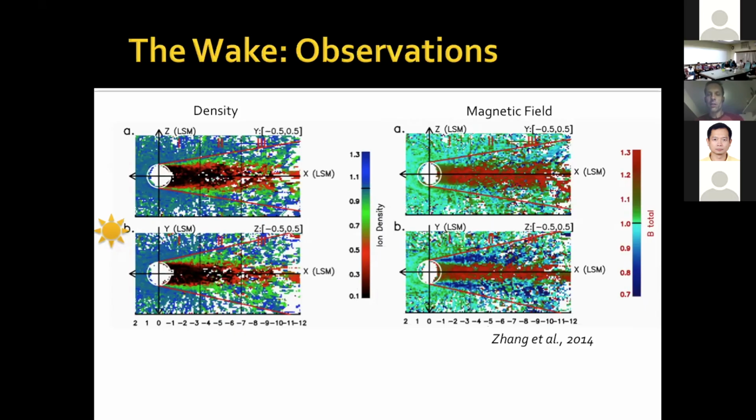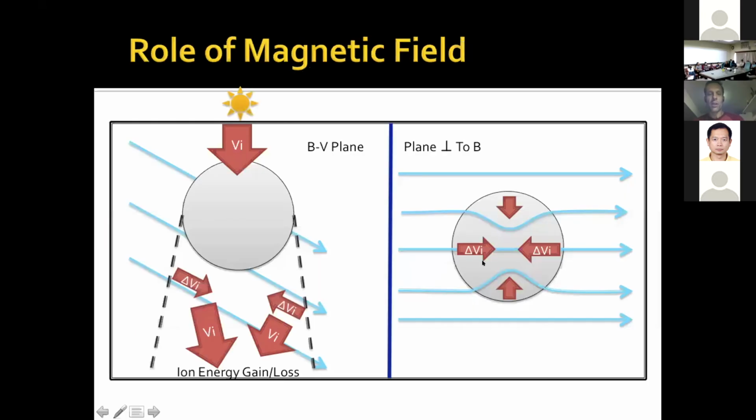So the magnetic field plays a very important role in the dynamics of the wake. You can see that in the plane parallel to the magnetic field and the plane perpendicular to the field, things look very different. The magnetic field plays a key role in determining the structure of the wake. The plasma largely expands along the magnetic field into the wake, and actually the ions are accelerated as they expand into the wake along the field lines.